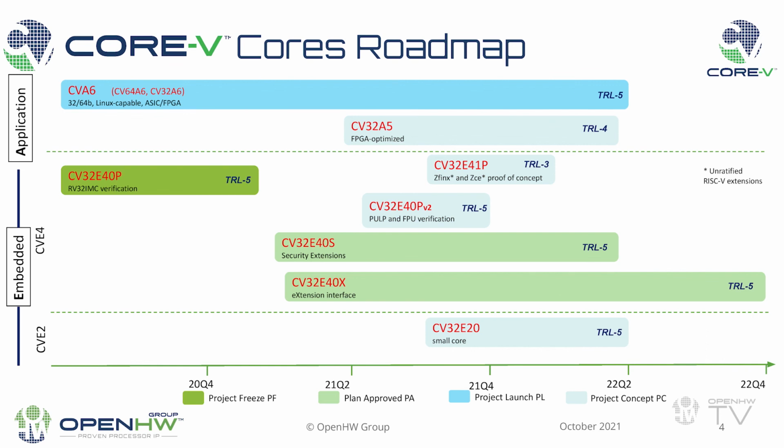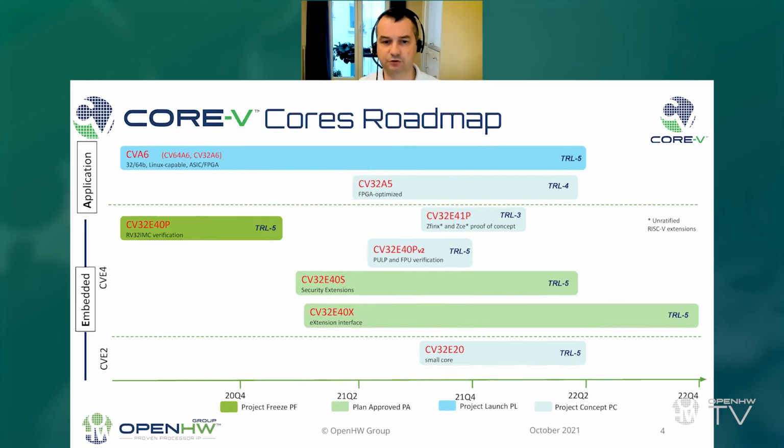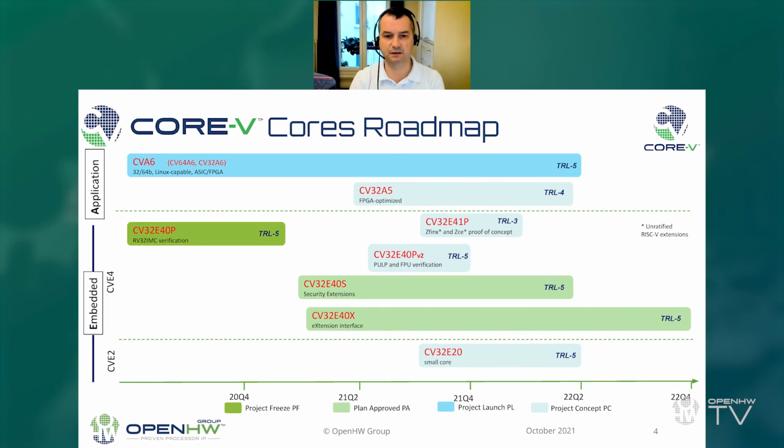There is a special case in this roadmap. It's the CV32E41P core. It's a proof of concept core that reuses CV32E40P to demonstrate the feasibility and the viability of the Zfinx and Zce extensions that Tariq will introduce in a few minutes.